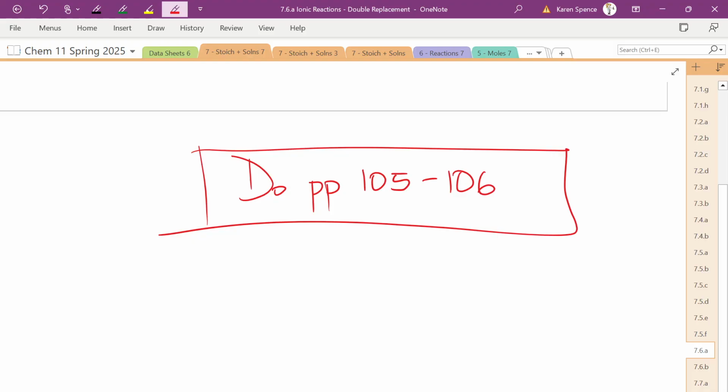Okay, so this one is page 106. I don't know why I didn't give lots of space to this. Get some separate paper and do pages 105, 106 on separate paper. Okay?